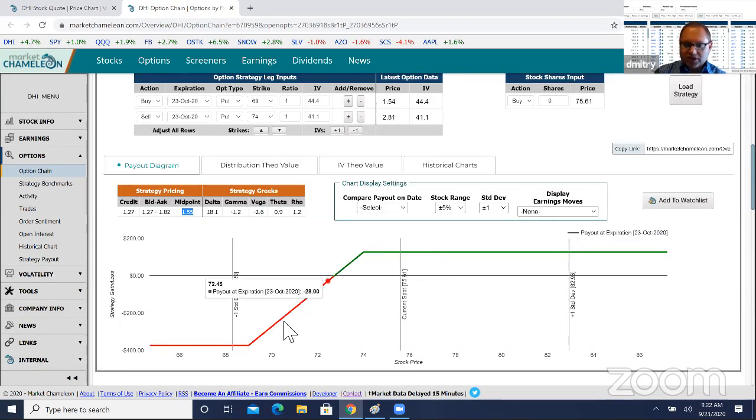This is what the payout diagram at expiration looks like. If the stock just sits where it is right now, you would make that $1.27. If the stock goes higher, you're making the $1.27. If it goes lower, down to the 74 strike, both these puts expire worthless and you're still making that $1.27. Of course, if it breaks down and goes lower, this is where you're stopped out for a $373 loss. So you still have cushion from where it is now. If it goes up, you're fine. Stays here, you're fine. Goes down a little bit, as long as it stays above 74.